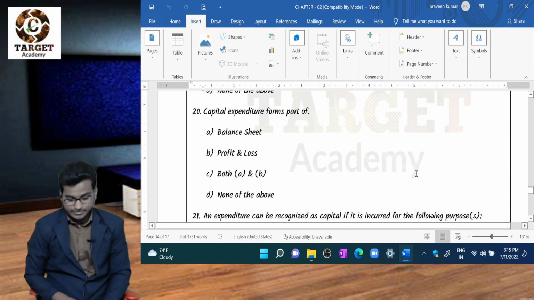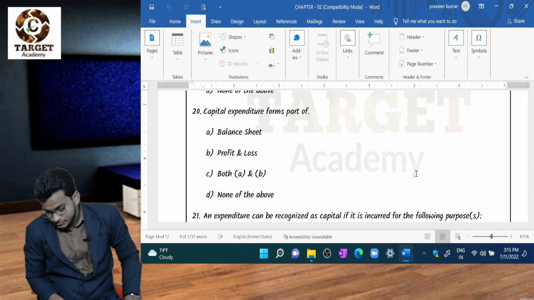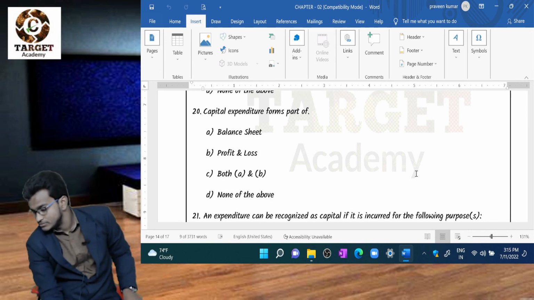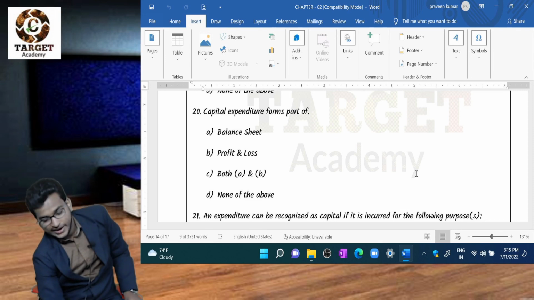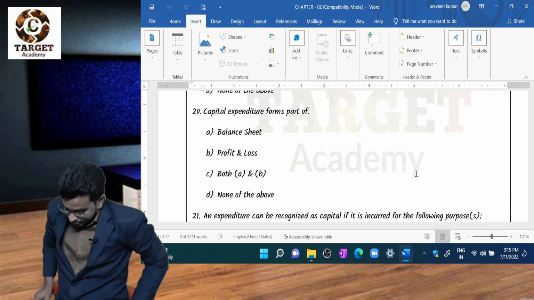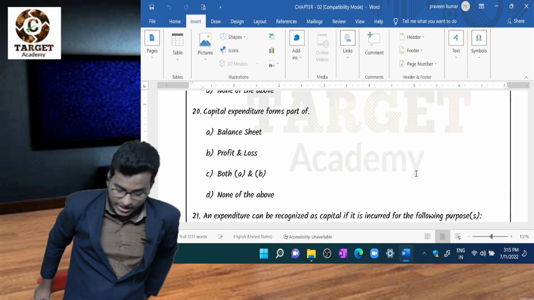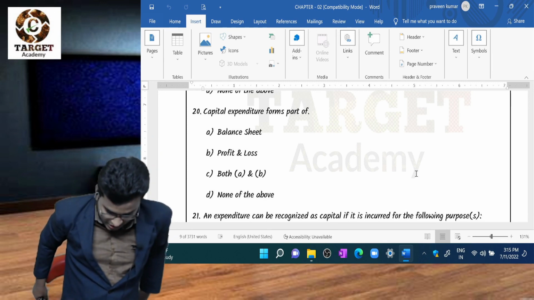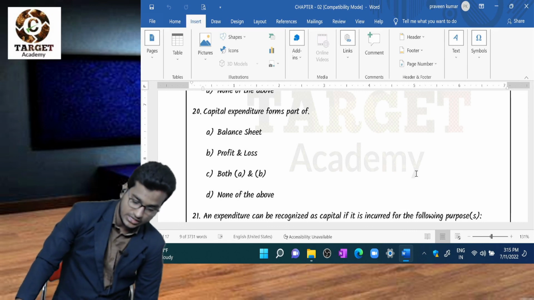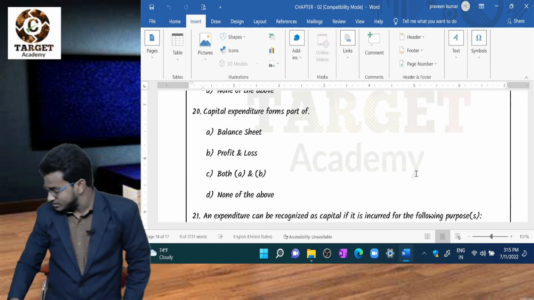Question number 20. Capital expenditure is formed of option A balance sheet, option B P&L account, option C both A and B, option D none of the above. So what is that? We know that very clearly. Capital expenditure is an asset, so it will come under the balance sheet asset side. So option A is the correct answer. Yes.